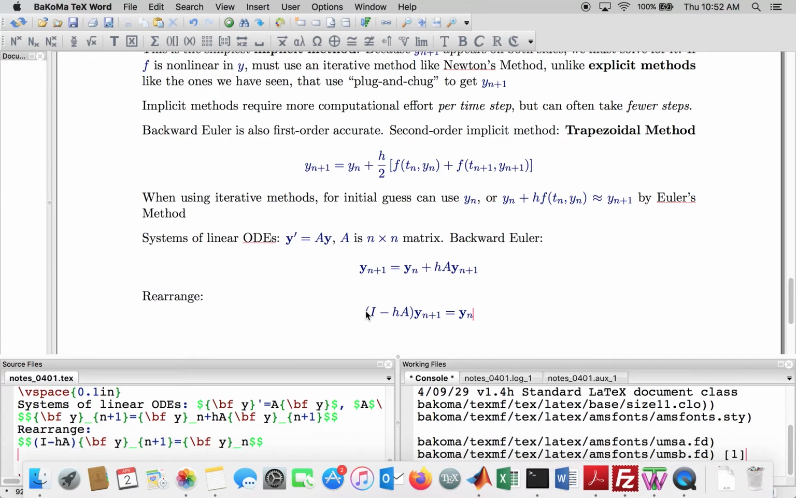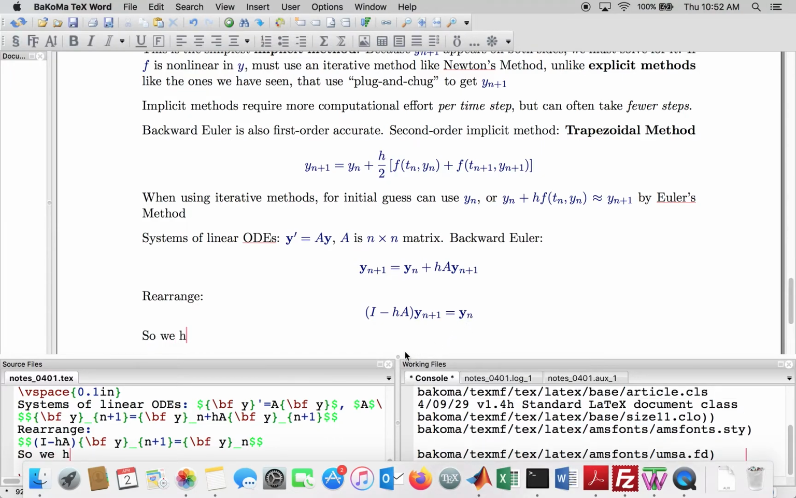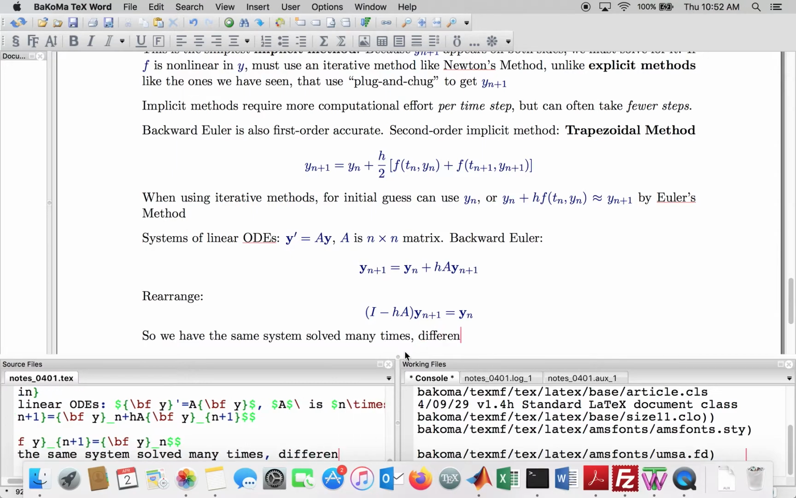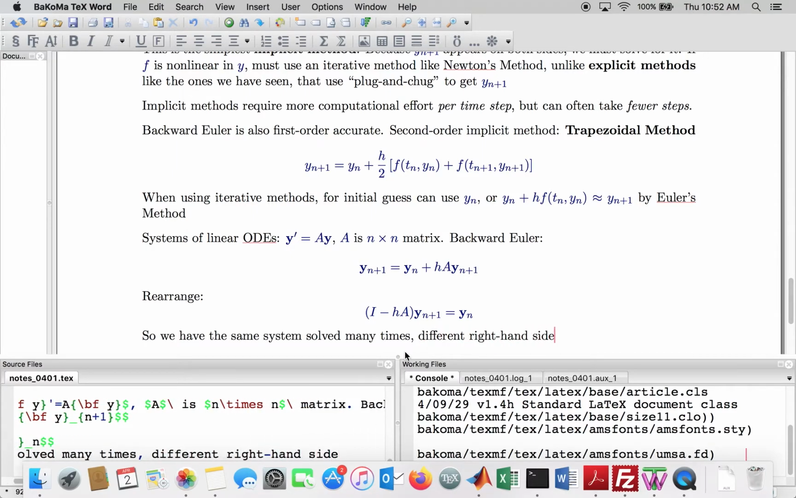So now we have an Ax equals b problem. So here's your matrix, identity minus h a. Your solution is y n plus 1. Your right-hand side, your b, is just yn. So we have the same system solved many times, different right-hand side.